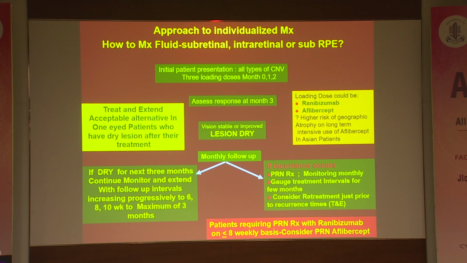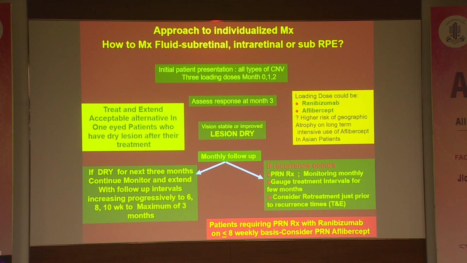So this is just to show you the same in more detail. If you have a dry lesion, you watch for the next 3 months, patient is dry, you now increase the intervals between the treatments from 4 weeks to 6 weeks to 8 weeks up to 12 weeks if the patient remains dry. If a recurrence occurs, you treat the patient with an injection as and when required and then follow up again the same 4 weekly.